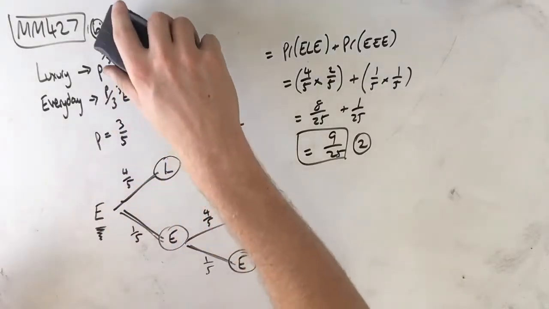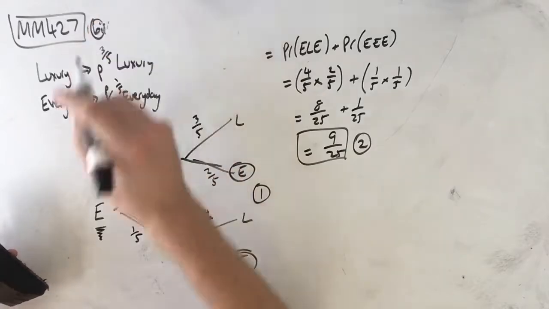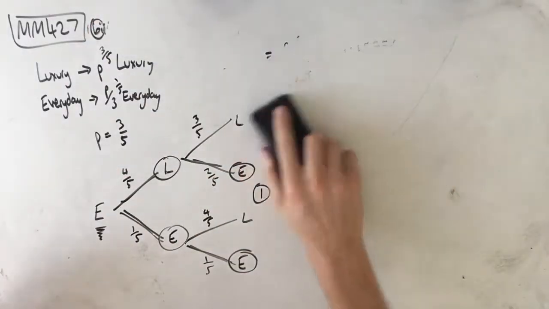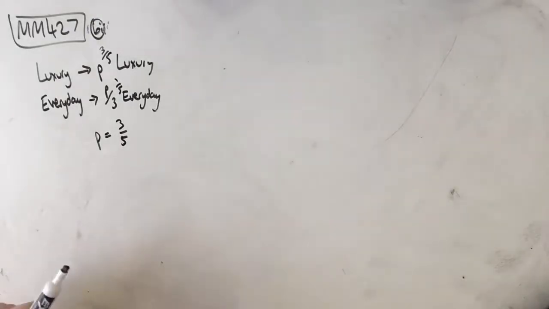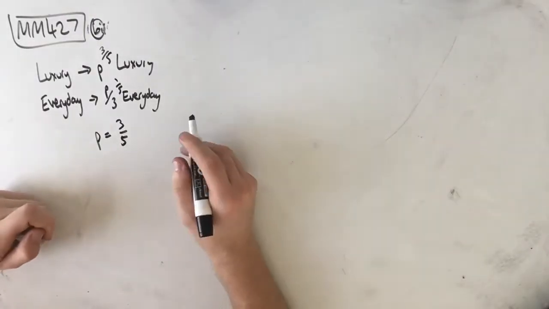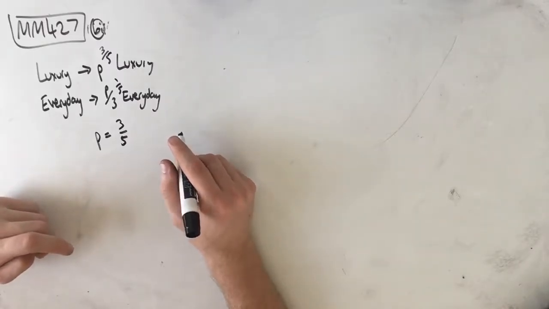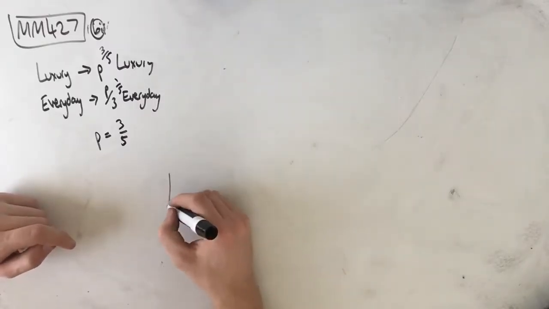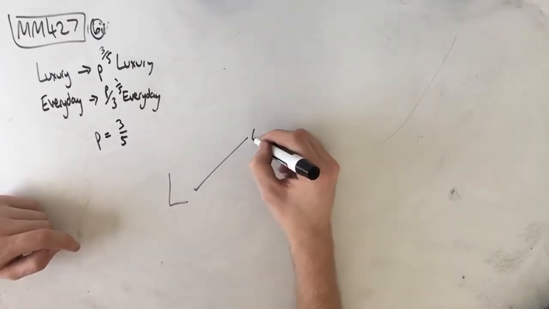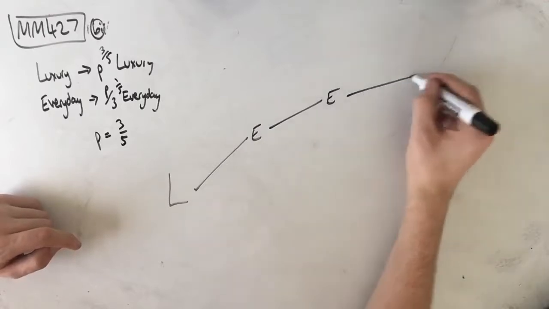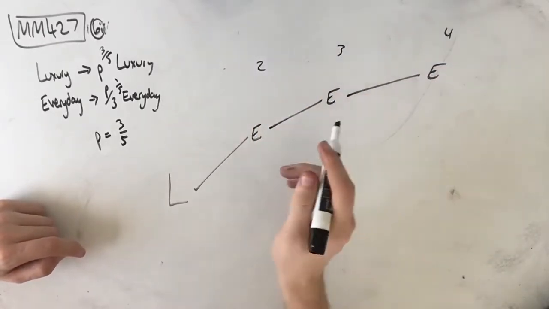So again, BII is a 1 mark question, and again, we're going to have to actually redraw our tree diagram. So I'm going to get rid of that. But our p-value is still 3 on 5, okay? So the question says, find the probability that the second, third, and fourth cars sold are everyday cars, given that the first car sold was a luxury car. Cool, so our first car was a luxury. We're looking for the probability that our second was an everyday, our third was an everyday, and our fourth was an everyday, okay? So this is our second, third, and fourth.